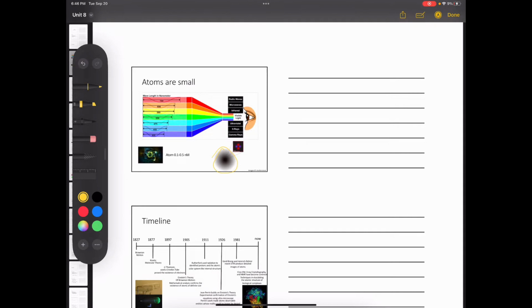Okay, the atom tends to have a diameter of 0.1 to 0.5 nanometers, so you can imagine how small the atom can be. What you see up here is the electromagnetic radiation spectrum, or the EMR spectrum, which classifies the radiation based on the energy. So, for example, the gamma ray, the X-ray, and the UV, the ultraviolet, those tend to have the highest energy.